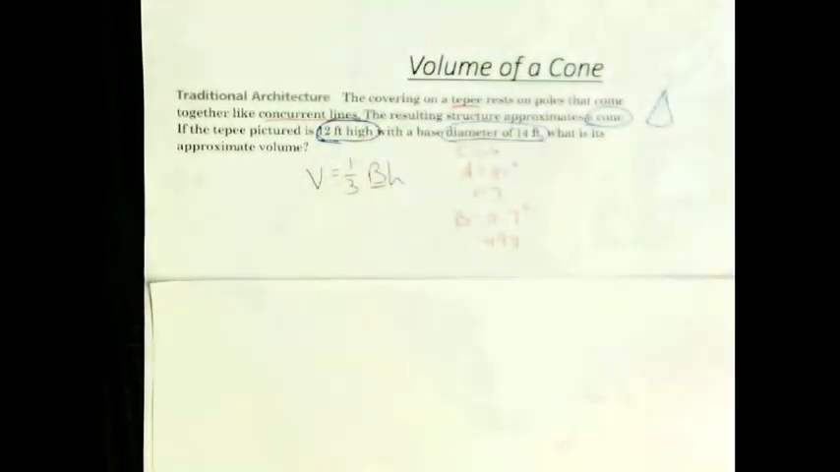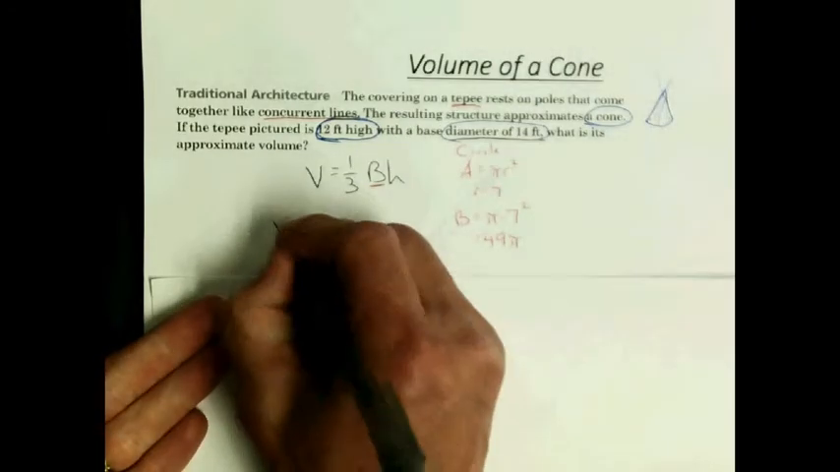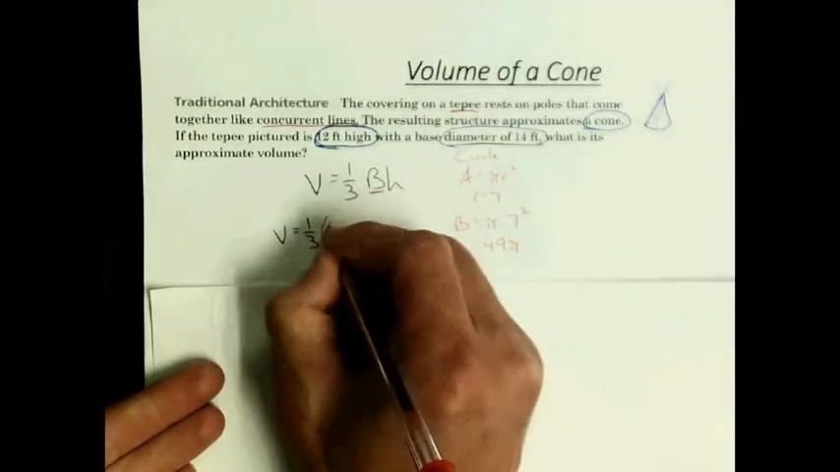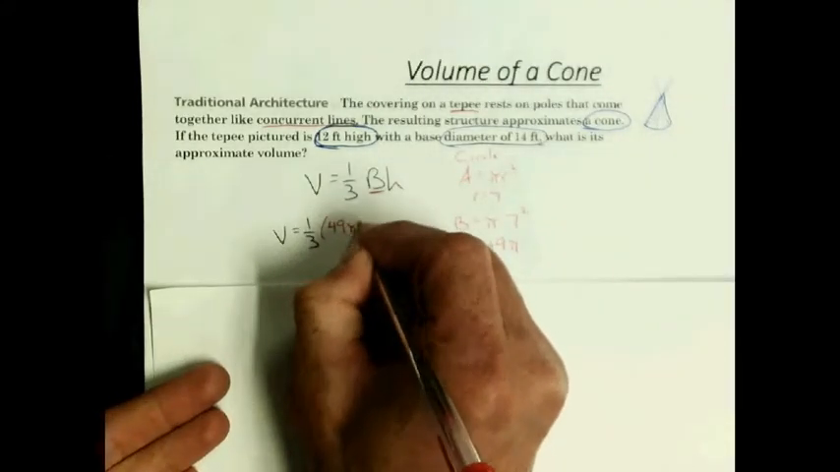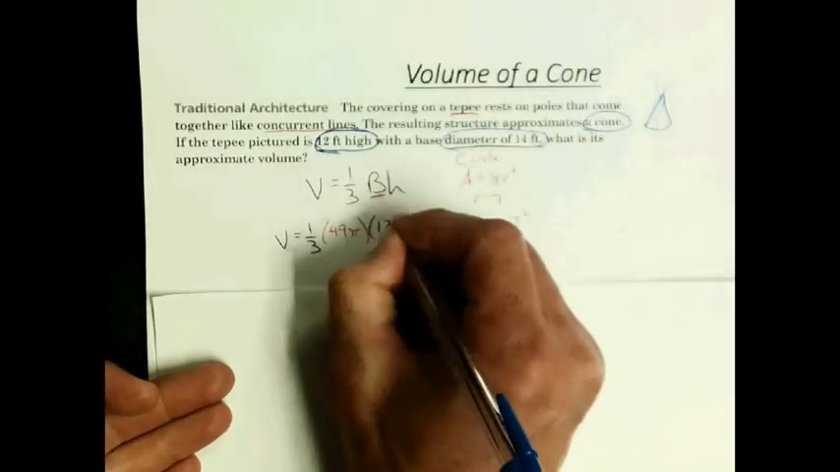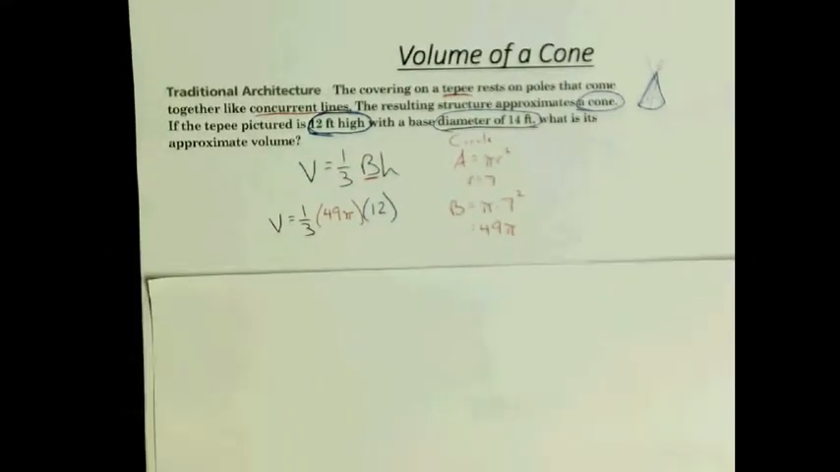Okay, so even though we're dealing with a cone, it's just circle stuff, and we're all set to go. The volume is equal to 1/3 the area of the base, 49 pi, and we have the height, it's 12 feet high. So we're all set. Now the only question becomes, how do you want this answer?